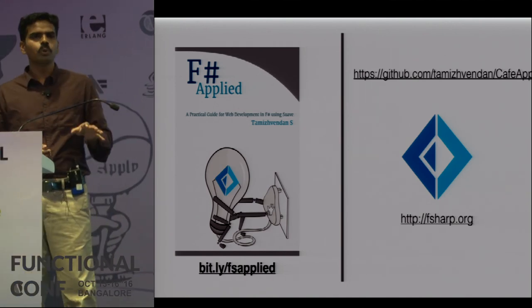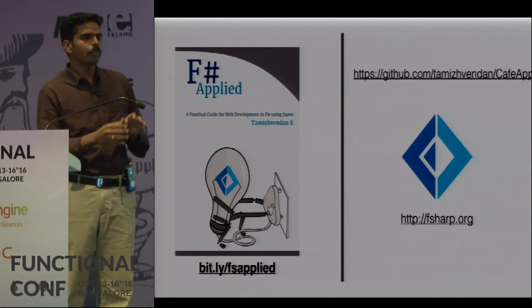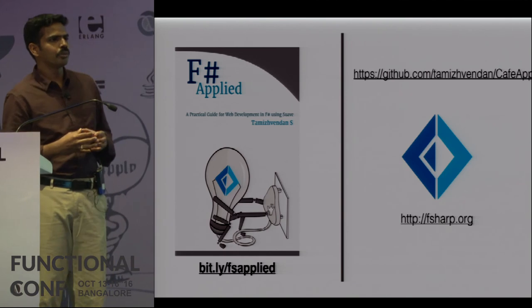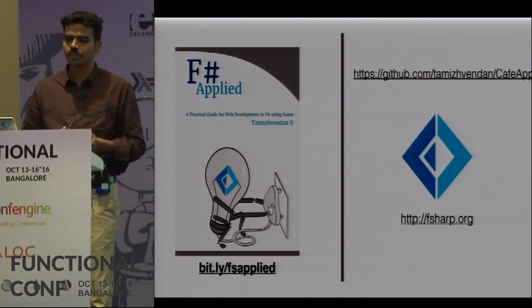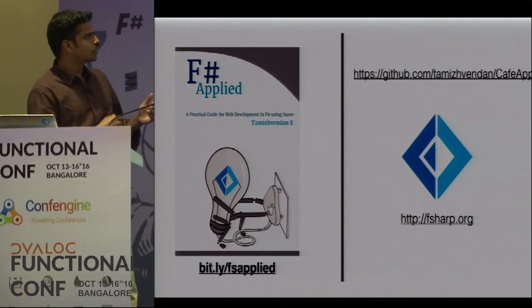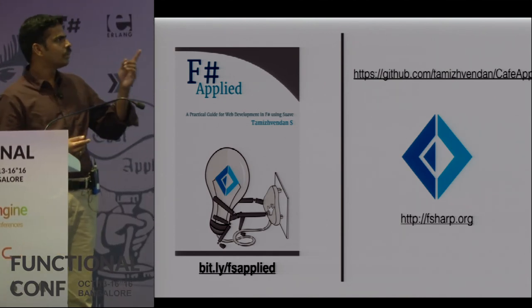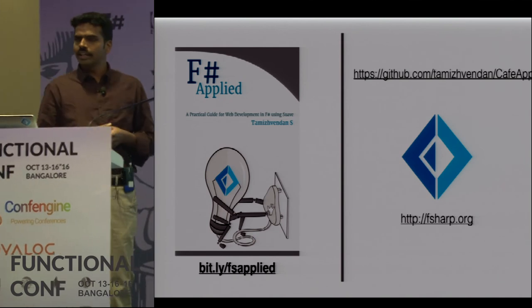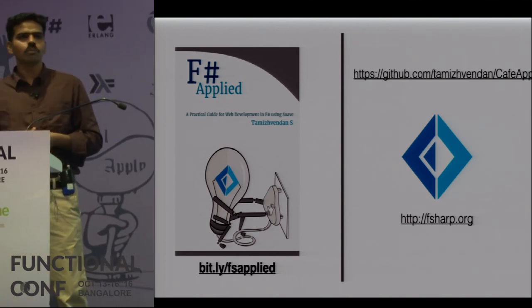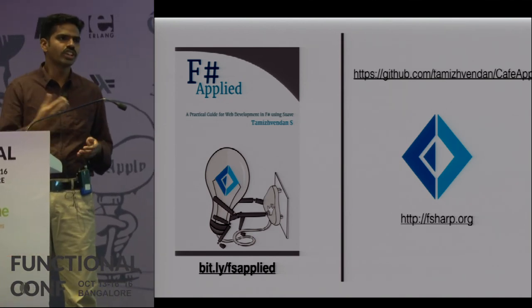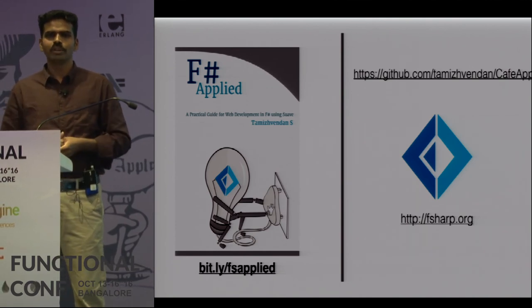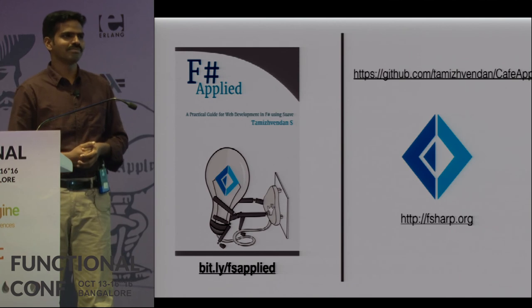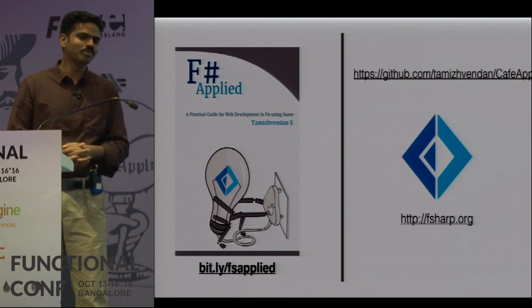This particular book is a practical guide to doing web development in F#. And I use the libraries which I mentioned in the slides, like Suave. And the code that I've shared here is available in my GitHub repo. And if you like F#, the community is available at fsharp.org. You can go and check out all the great things happening in the F# ecosystem, and you can become a member and start contributing to the F# site. Okay, that's it. Thank you.